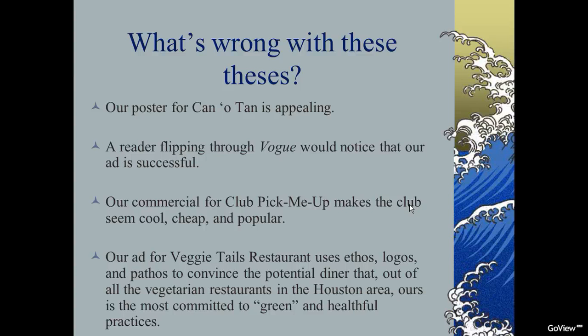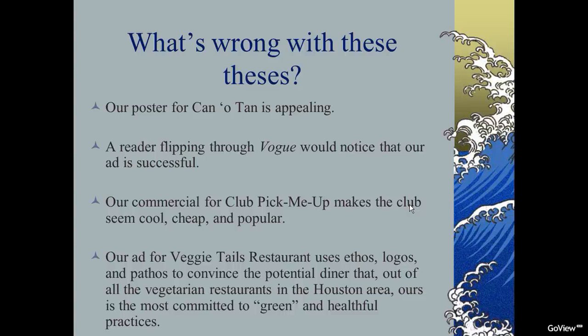Second one, a reader flipping through Vogue would notice that our ad is successful. Now, this is a little bit more specific in that you know that the ad would appear in Vogue. And the thesis makes a claim that the reader would see the ad and would immediately be caught by it and think it's successful. But still, it's a little bit too vague because it doesn't say why the ad is successful.